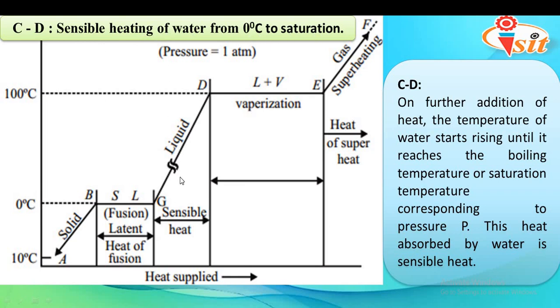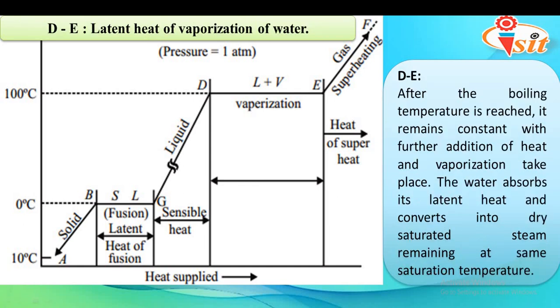Here just note that whatever the heat is added, it is called sensible heat, because on this line at any point we can measure what is the temperature of the water with the help of any instrument. So now let's move to the next line, that is line D to E. So this line is called latent heat of vaporization of water.